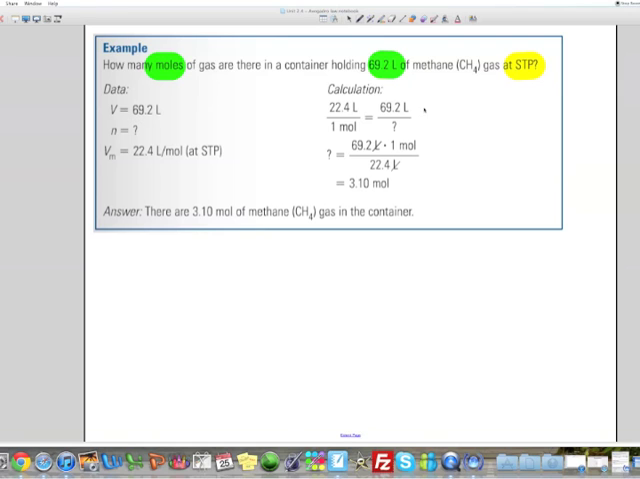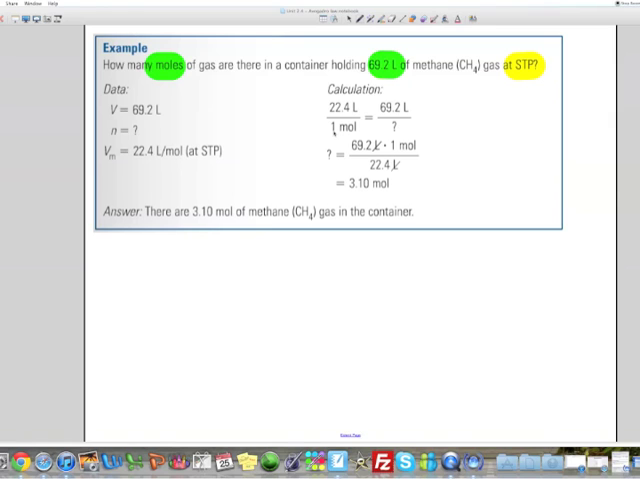Now we know that at STP, the volume is 22.4 liters for 1 mole. I showed you that in the previous lesson. So those parameters you'll have to learn. They may be given to you on a test, but it's better if you know them by heart just in case. The pressure, the temperature, the number of moles, and the volume at STP and at SATP. So at STP, 22.4 liters for 1 mole.